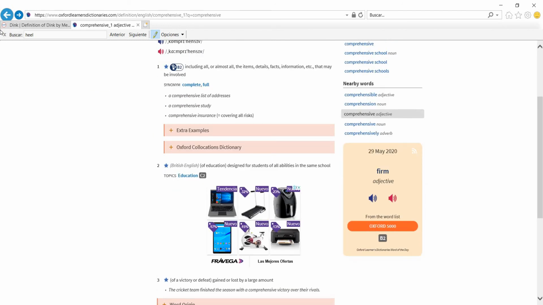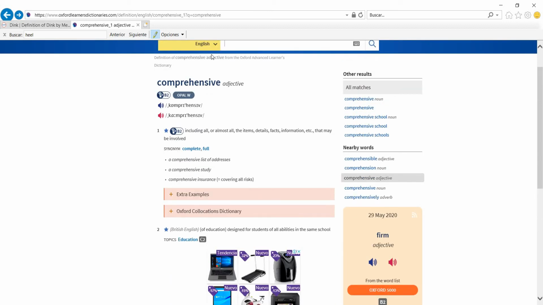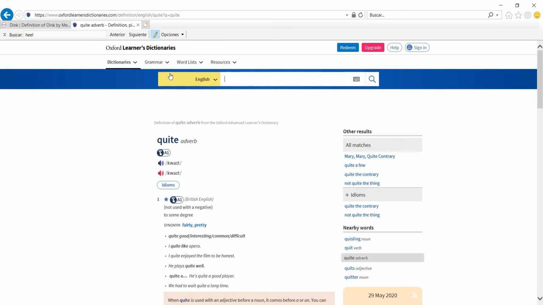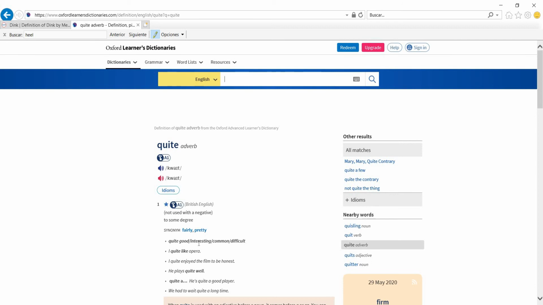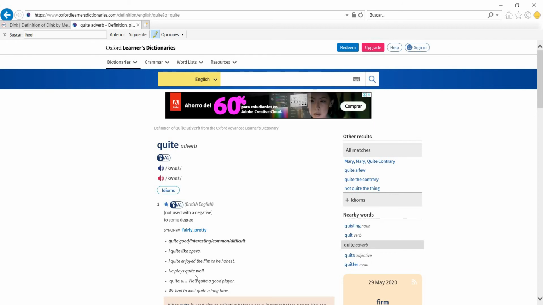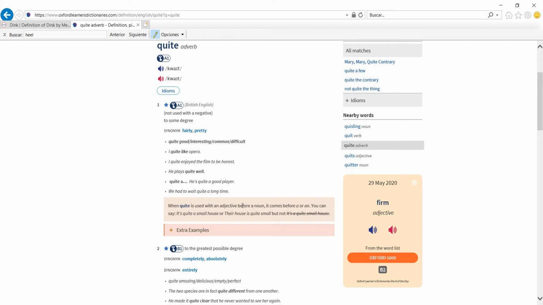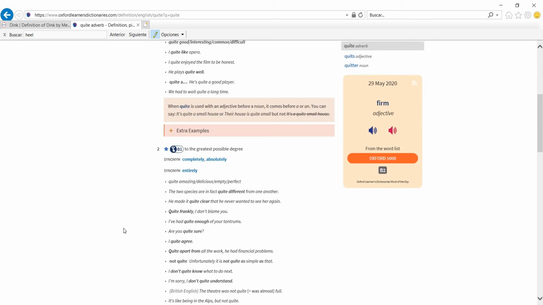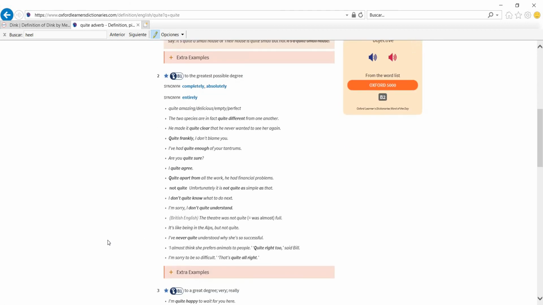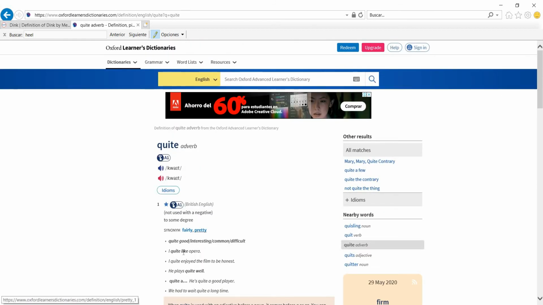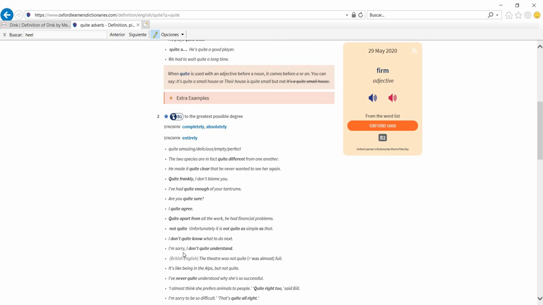All right. The other word that we need to worry about when conveying emphasis is quite. Very deceptive word, right? So quite can be fairly or pretty, quite good, quite interesting. I quite like the opera, quite well, quite a good player. But look at this note. When quite is used with an adjective before a noun, it comes before a or an. You can use, oh, sorry, quite small, that's another thing. Completely or absolutely, entirely. So that's quite different, quite frankly, quite clear, quite enough, quite sure, quite agree. So actually we go from fairly or pretty to completely and absolutely.